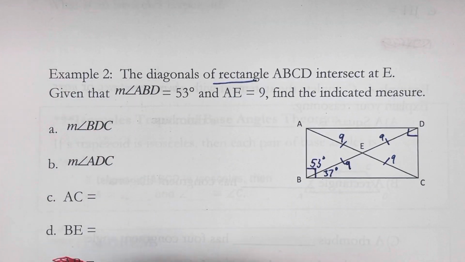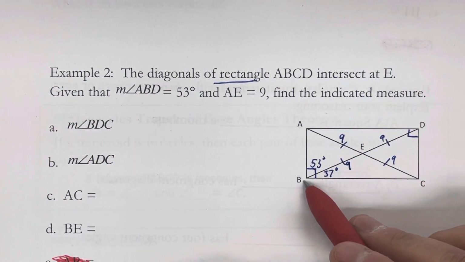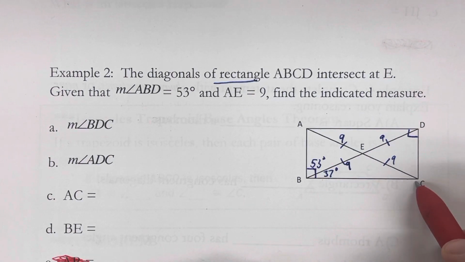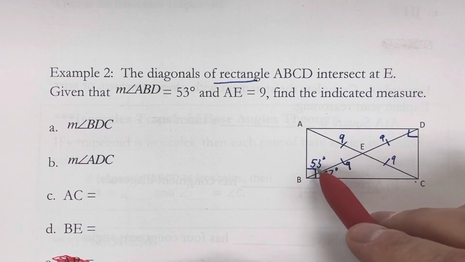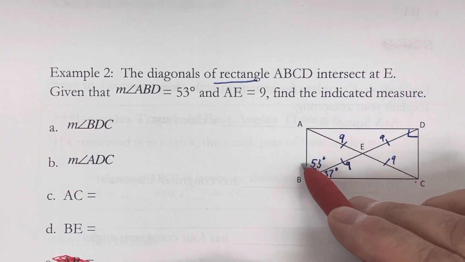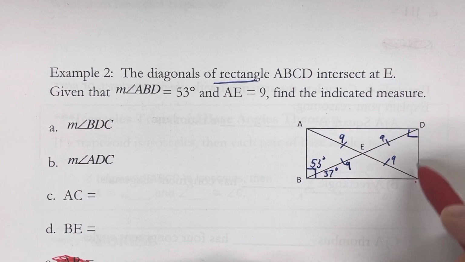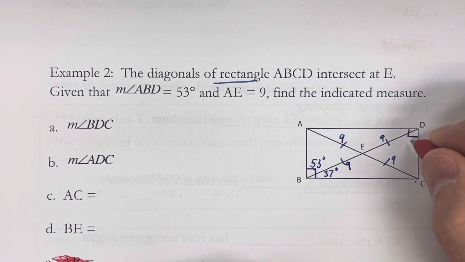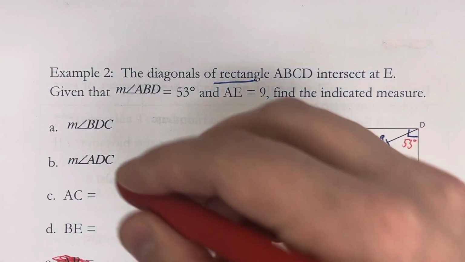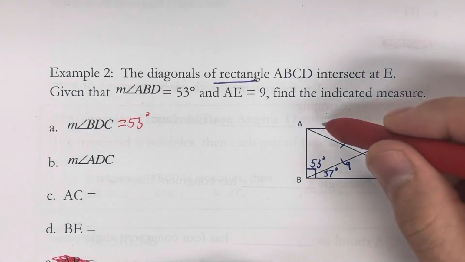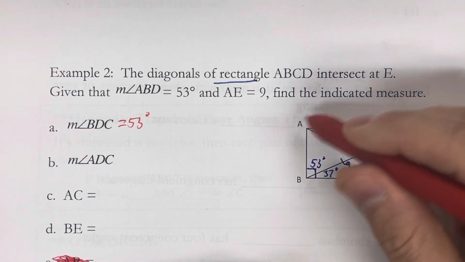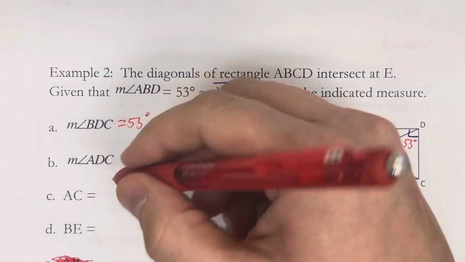So angle BDC is first. B to D to C. All right, that's a little bit tricky. We got to keep in mind that this is a parallelogram, so these alternate interior angles are congruent. I could trace my Z, and 53 and 53 would make alternate interior, so this is 53 degrees. Next one's to find ADC. Oh, that's easy. That's a rectangle, so it has to be 90.